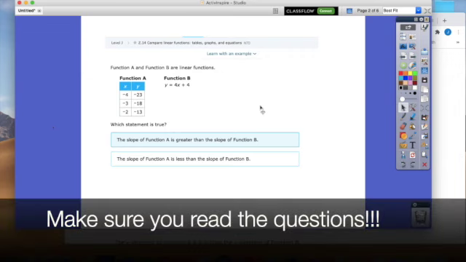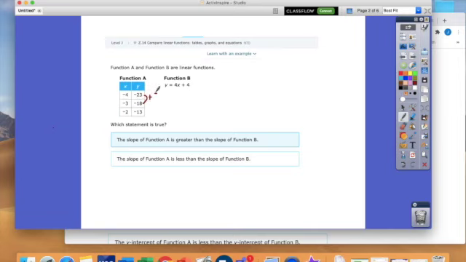So I need to figure out the difference between these two right here, right? So 23 to 18, if I subtract there, figure out the difference, I know I'm going to go up 5. And over here, from -4 to -3, plus 1. So I know that the slope of function A is going to be 5 over 1, or just 5, right? So my slope for function A is 5, and my slope for function B is 4. So therefore, the slope of function A is greater than the slope of function B.